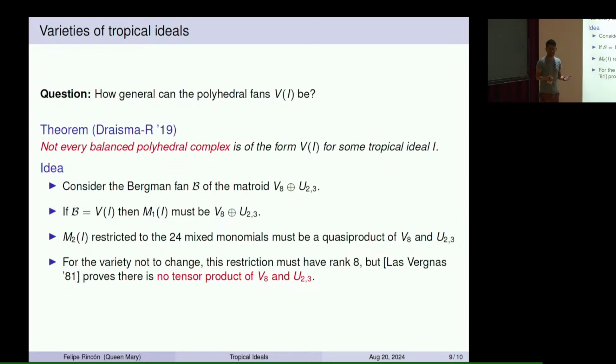And then it turns out that there's an old theorem of Lovász and Vernias saying that you cannot do that. That's what Las Vernias was calling a tensor product of these two matroids, and you cannot find a tensor product, meaning a quasi-product, of rank 8 of these two matroids. So I'm telling you this in a bit of detail so that you see what kind of arguments go into proving, for instance, that not every polyhedral complex is the variety of some ideal. That boils down to the existence of products, tensor products, quasi-products of matroids, things like this.